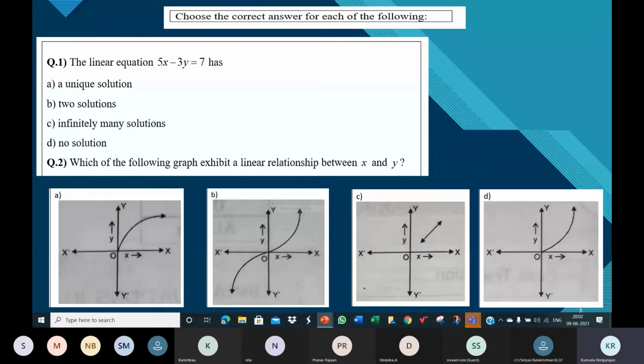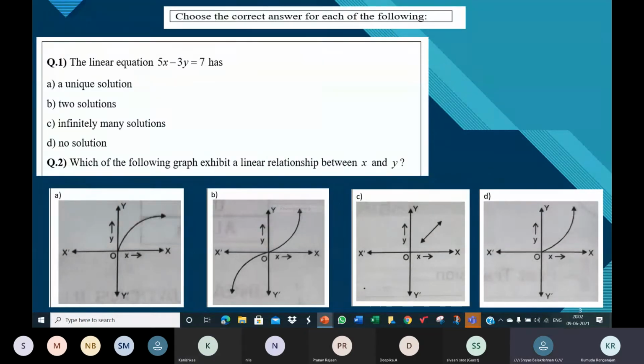So the linear equation 5x minus 3y is equal to 7 has infinitely many solutions, because for different values of x, you can find the corresponding values of y. So it has infinitely many solutions. Okay. The second one: which of the following graphs exhibit a linear relationship between x and y?